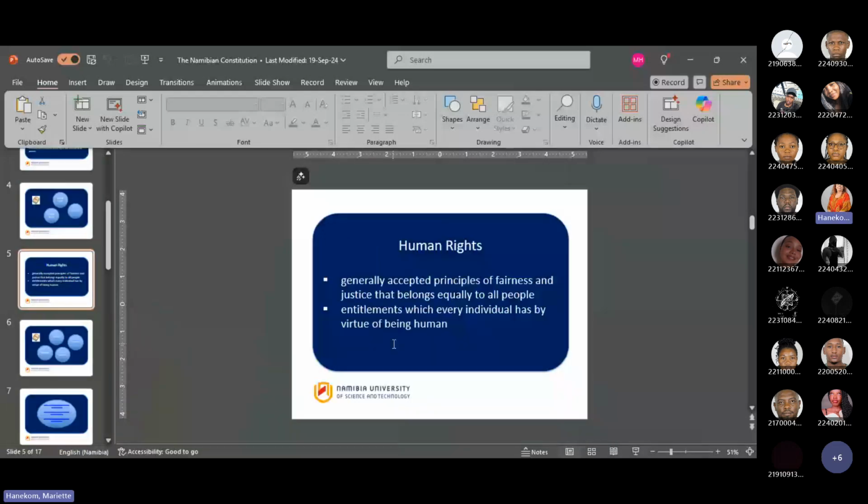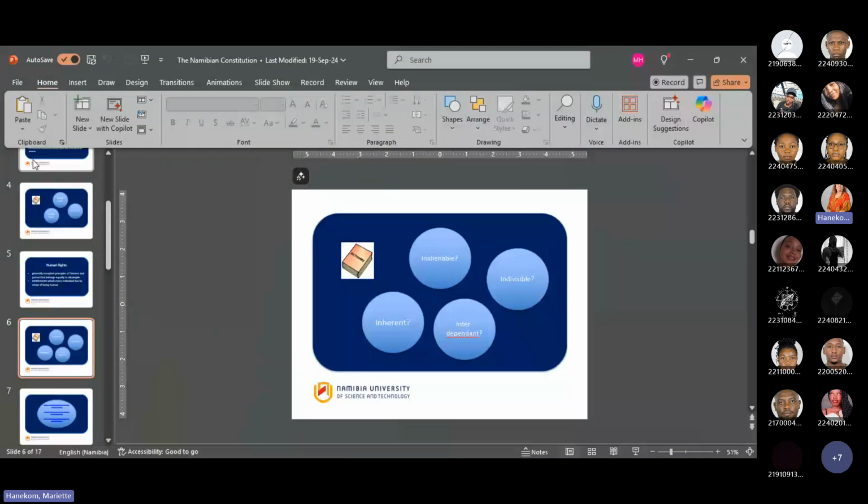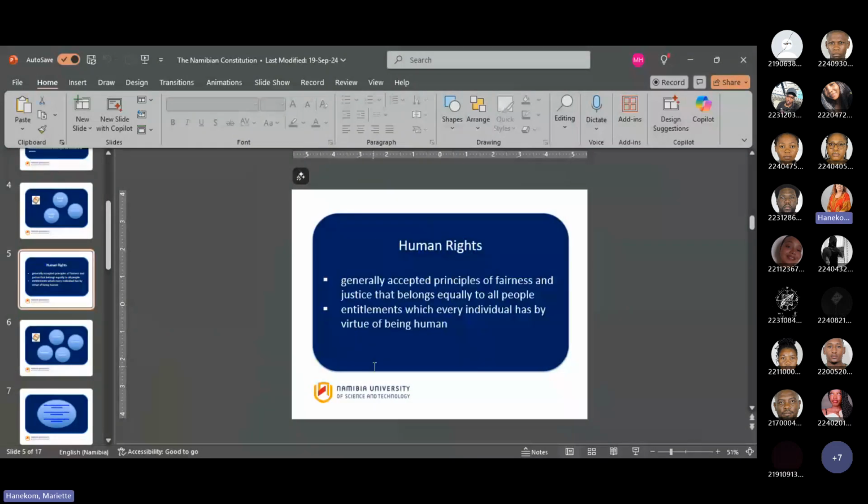Okay, so what are human rights? Human rights are generally accepted principles of fairness and justice that belong equally to all people. So from rich to poor, male, female, it doesn't matter what your gender is, it doesn't matter what your religion is, these human rights belong to you. You have human rights. They are entitlements. They are something that you are entitled to purely because you were born, because you are a human being.